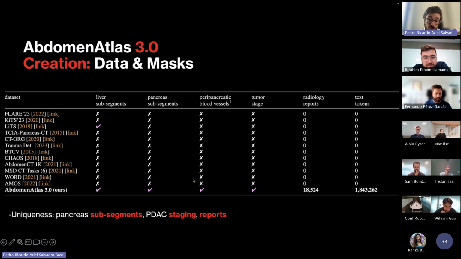We are the first to include the blood vessels around the pancreas. So we have segmentation masks for these blood vessels. And this is very important to understand the stage of tumors, because how the tumors touch and interact with blood vessels changes how severe they are. We have the tumor stage for pancreatic tumors, and we have radiology reports, which the other data sets do not.